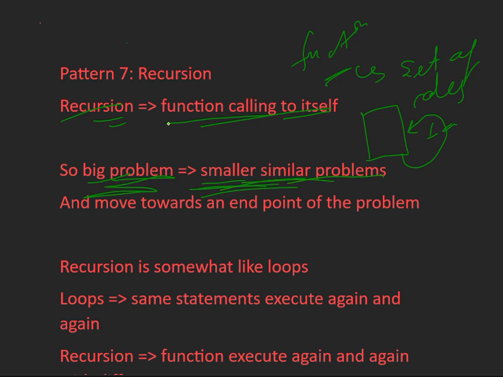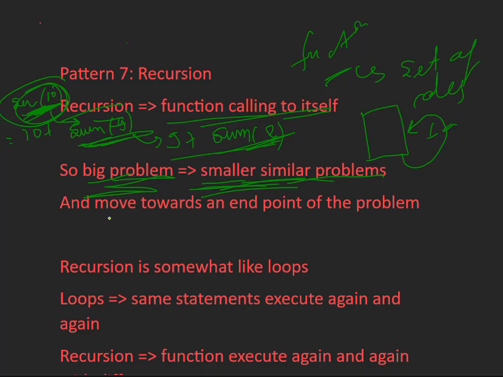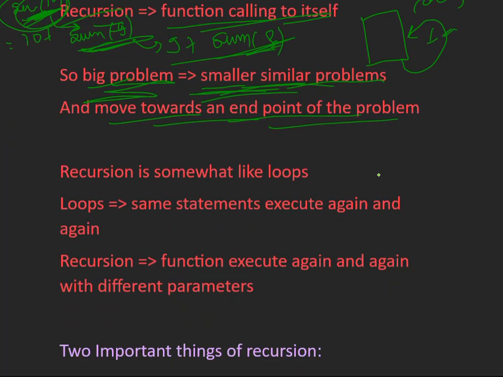Okay, so suppose we have to find the sum of 10 numbers, right? Can't we do it like 10 plus sum of 9, right? So see, this bigger problem we have broken into this smaller problem. Then sum of 9 can be 9 plus sum of 8, and this way we are breaking this bigger problem into several similar smaller problems, and with this we move to the end of the problem, or we can say the final solution.